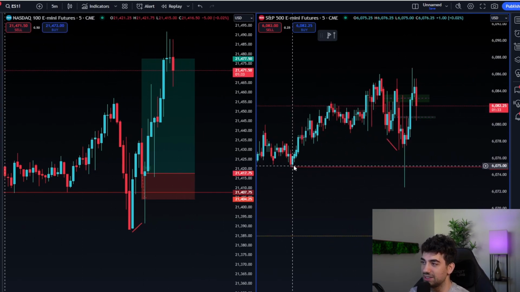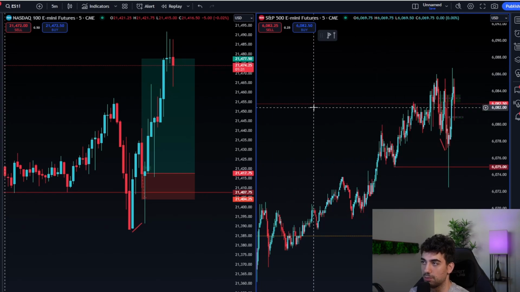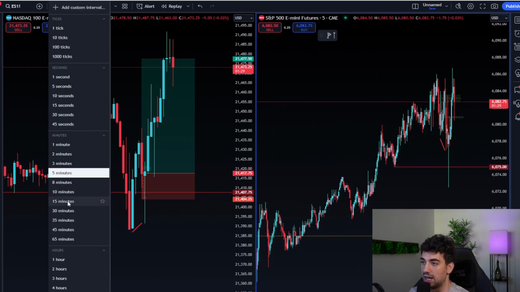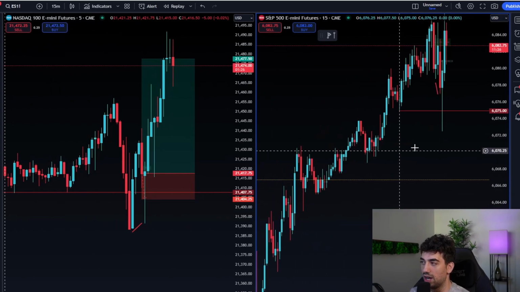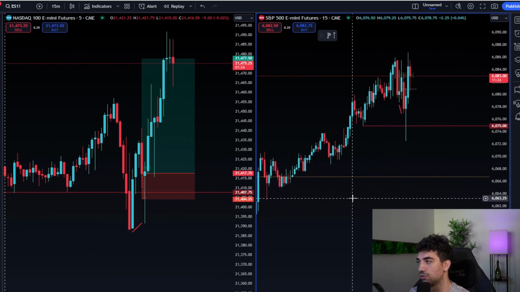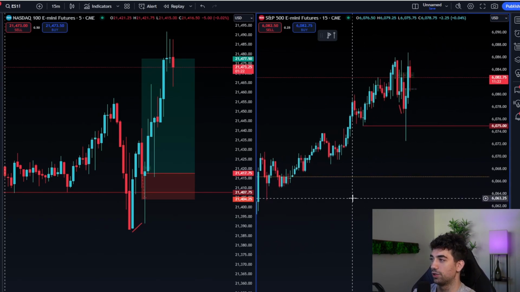And with the ES, I had this 6,075 area marked. I thought this was more than likely the area it was going to take out and keep going higher. We're in a very strong bullish trend, so there's no reason really to fight it. As you can see, I wait for the intraday dips and levels to get played out, to get run through, to then take a trade.